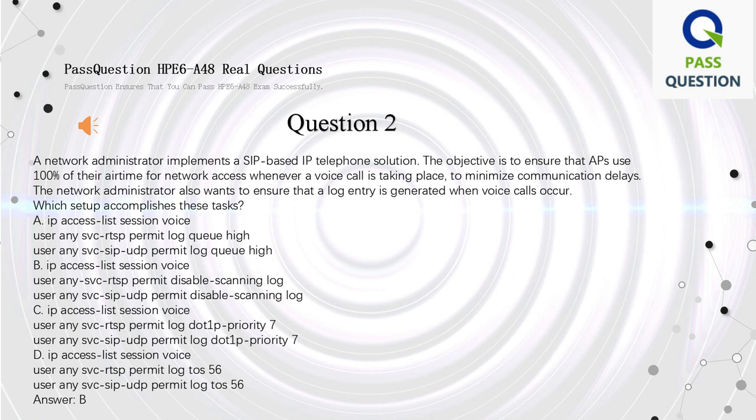C. IP access list session voice. User any svc-rtsp permit log 802.1p priority 7. User any svc-sip-udp permit log 802.1p priority 7. D. IP access list session voice. User any svc-rtsp permit log TOS 56. User any svc-sip-udp permit log TOS 56. Answer: B.